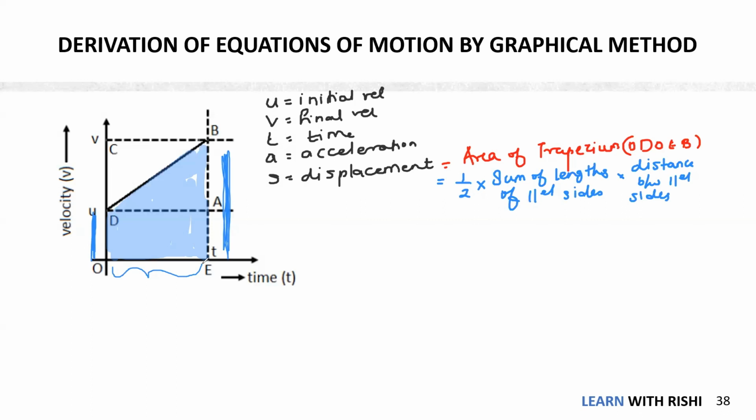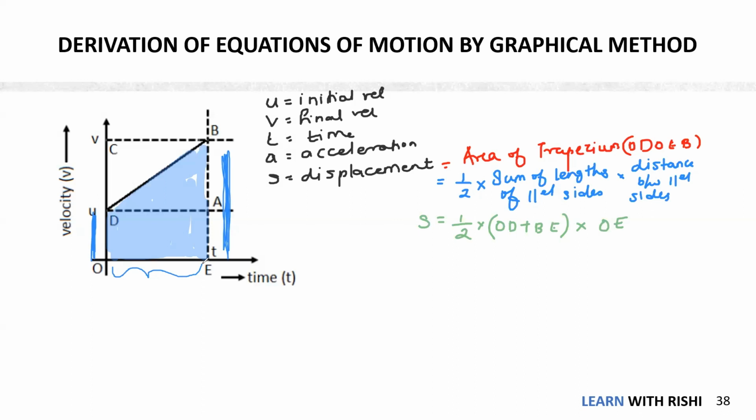I will get s is equal to half into the sum of the lengths of the parallel sides. OD is my first side and BE is the other. These two sides are parallel and we have to add them, into the distance between the two parallel sides, that is OE. Now again coming back to the graph.